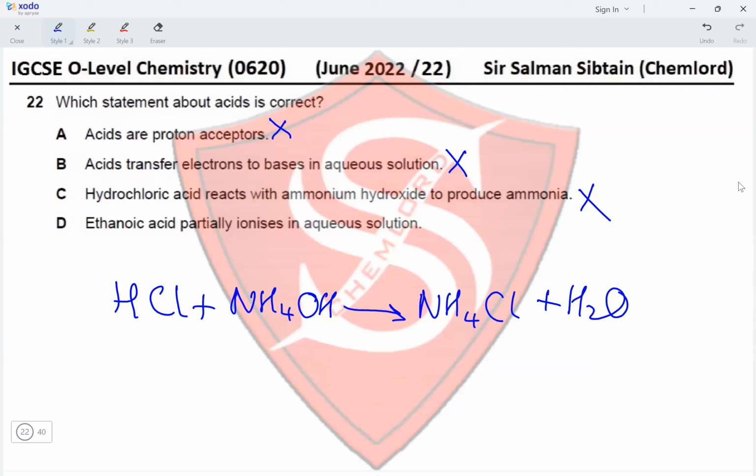And finally, ethanoic acid partially ionizes in aqueous solution because ethanoic acid is a weak acid, and weak acids are defined as being only partially dissociated in aqueous solution. Therefore, the correct option for this question is option D.